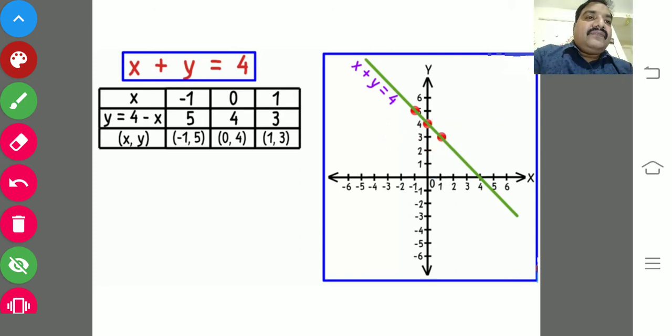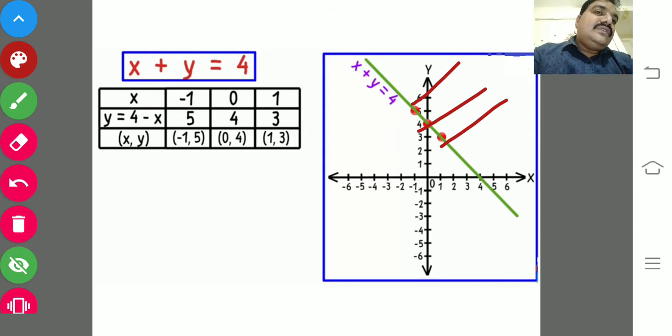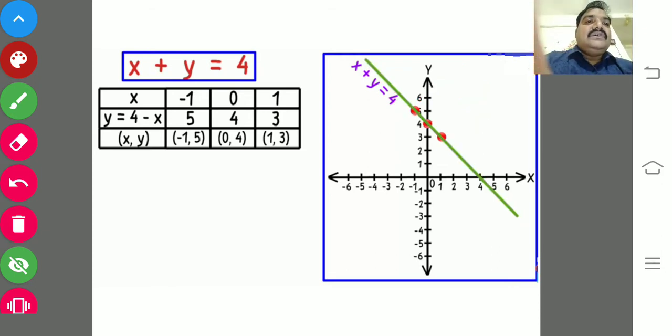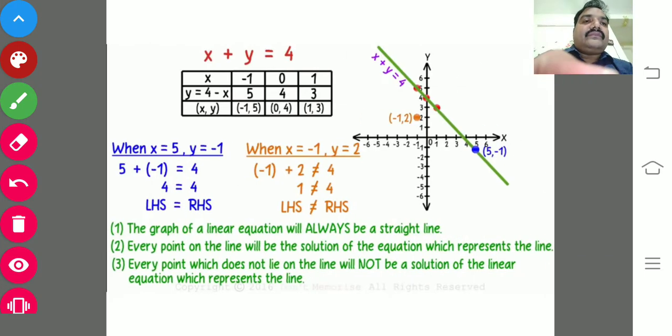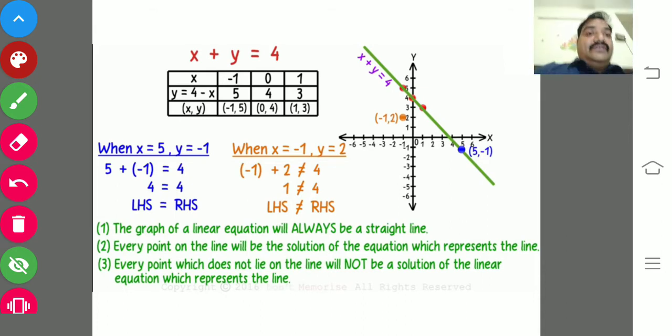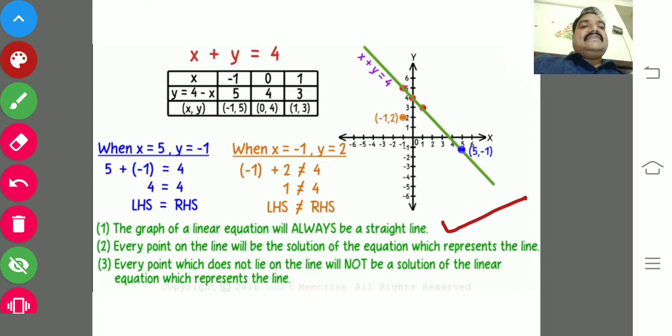So after plotting minus 1, 5 and 0, 4 and 1, 3, simply take a scale and draw one line which passes through the 3 points. That is nothing but x plus y equals 4. What will you observe after drawing that? The observation is very, very important. Here we have drawn one line. It should be a straight line. The first point about the graph is that it is a straight line.